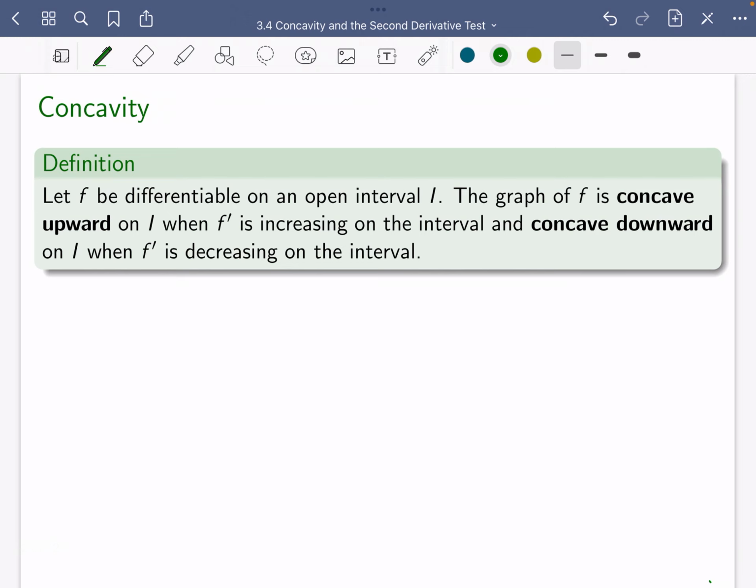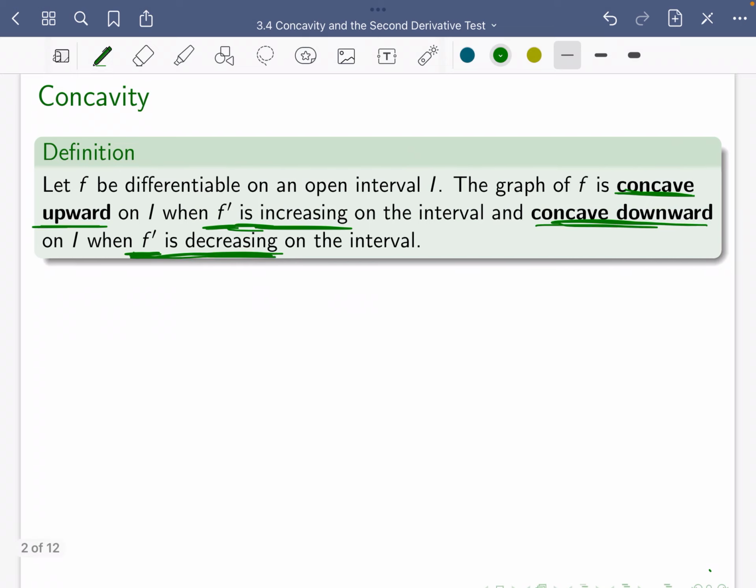Let f be a differentiable function on an open interval I. The graph of f is said to be concave upwards on I when f prime is increasing. So when the derivative is increasing, when the slopes of tangent lines are getting larger, then we are concave up. On the other hand, we would say it's concave down on an interval when the slopes of the tangent lines, when f prime is decreasing on that interval.